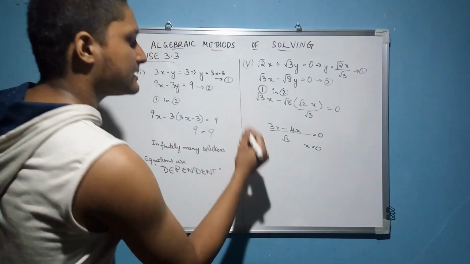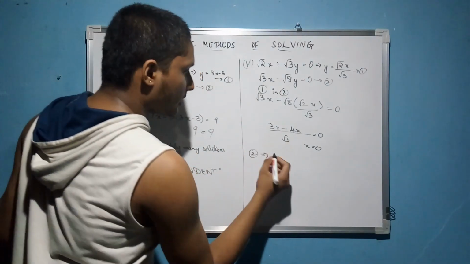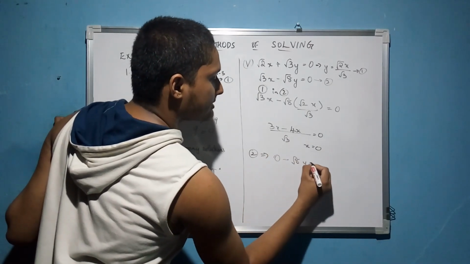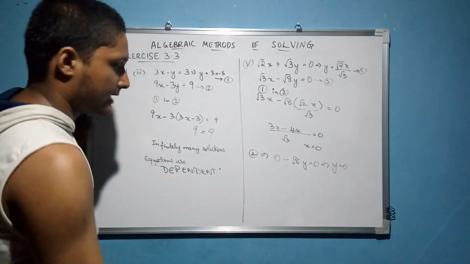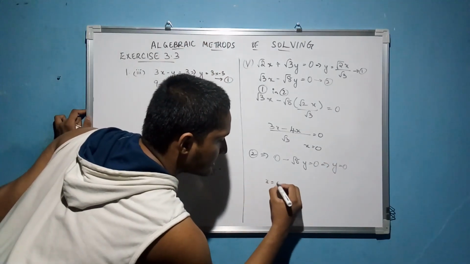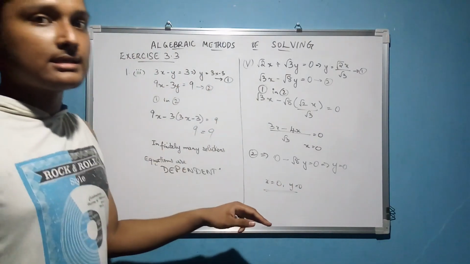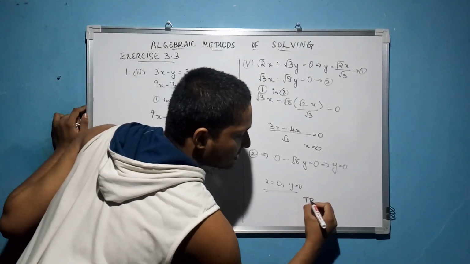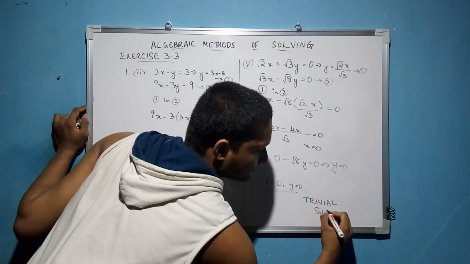Now we substitute that in the second equation. Whichever equation, it comes to be 0 minus root 8 y is equal to 0. Therefore, y is also equal to 0. Now it is x is equal to 0, y is equal to 0. Such a case is called a trivial solution. That is not there in the textbook. I am just telling for your knowledge.